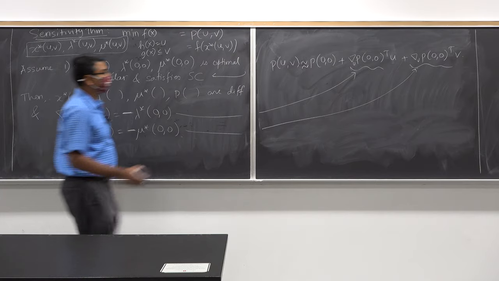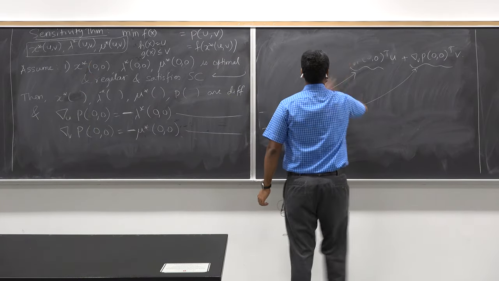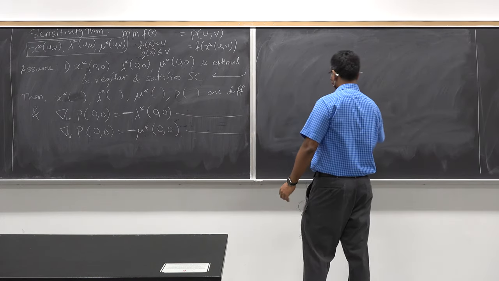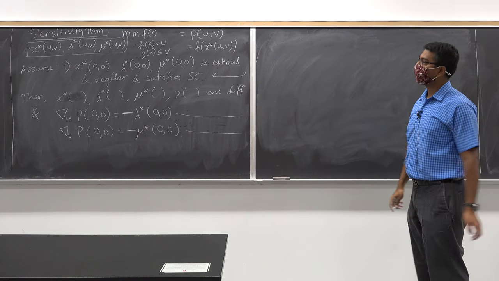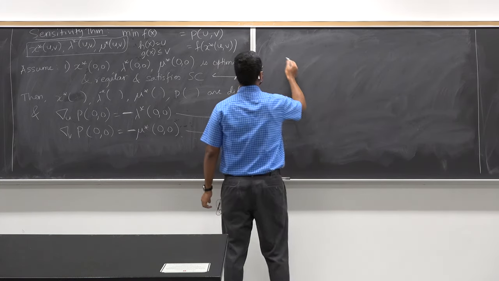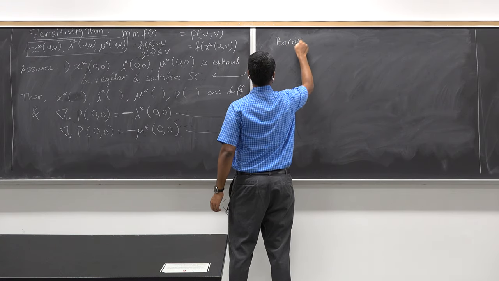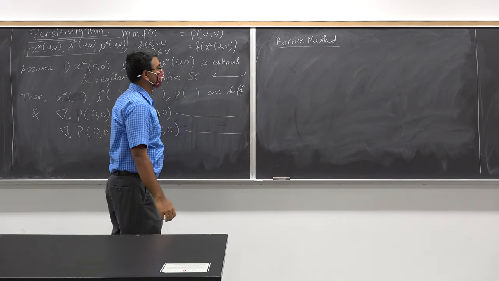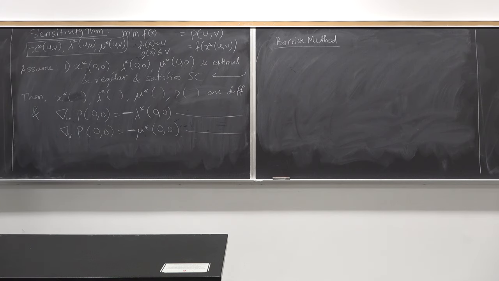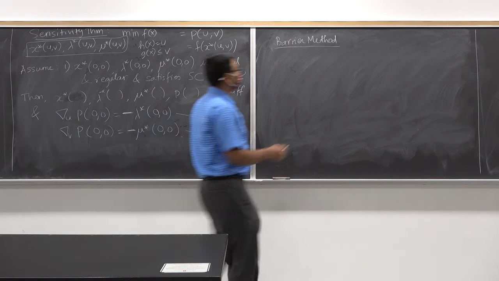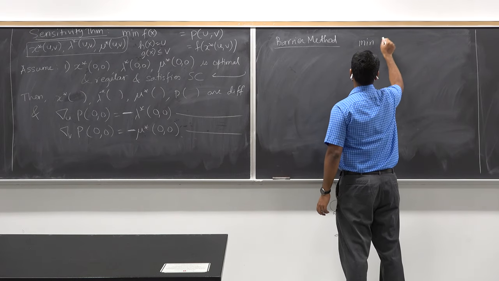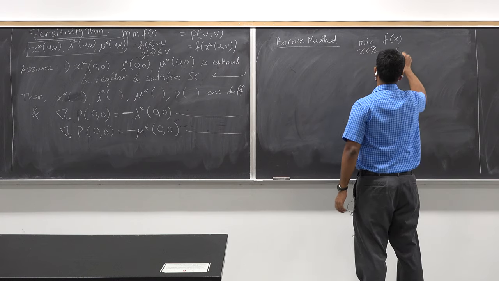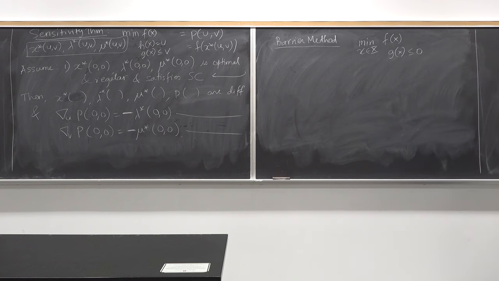So here is the next method that we will study. Again, now we go back to the algorithmic domain. We're not going to talk about theory anymore. We'll talk about algorithms. So here is the first algorithm. We will talk about barrier method. And the idea in barrier method is as follows. I have a function. Minimize the function f(x), x is in some complicated set capital X, such that g(x) is less than or equal to 0.